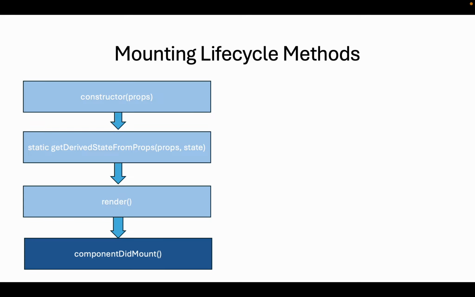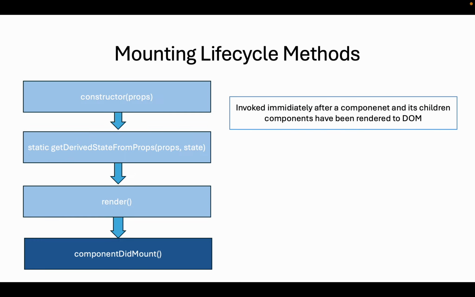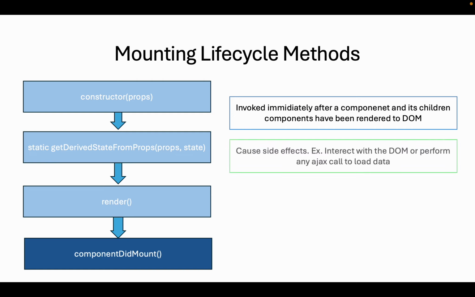The last method is componentDidMount. This is invoked right after the methods of the children components have been called and the DOM has been rendered. The best practice for this method is that you can call any kind of Axios or AJAX request or network request to load the data and do your own functionalities. So these are the four available methods in the mounting phase of the lifecycle.